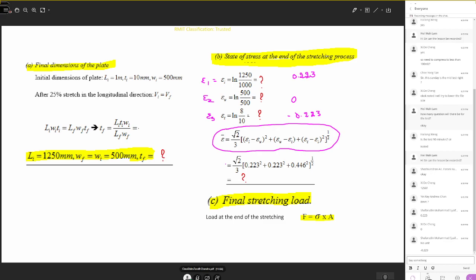So please let me know. So we can write epsilon L minus epsilon W is 0.223 whole square, then this is 0 minus epsilon T. So there's a square missing in the formula, so please add. So 0.223 whole square, then epsilon T minus epsilon L. So minus of minus becomes positive, so it will be 0.446 square. So calculate and let me know your final answer. That will be your effective strain.